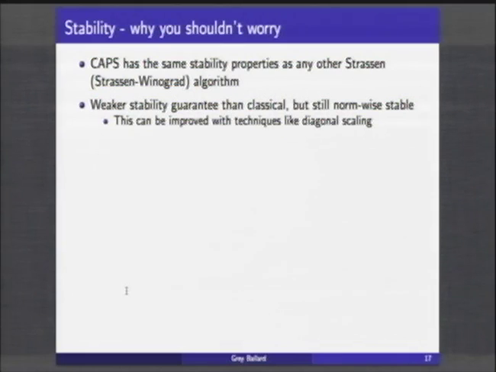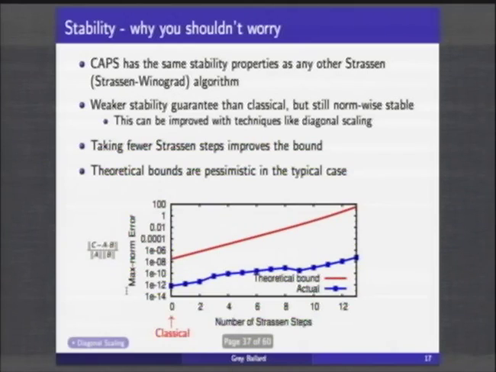Okay, so first of all, the CAPS algorithm is a parallel version of Strassen. It doesn't change the numerics at all, so we can really go back to all the things that people have studied for a long time about Strassen stability. And so there is a weaker stability guarantee for Strassen than for the classical algorithm. If you do a fast algorithm, you can't guarantee as tight error bounds. But the error bounds can be improved with various techniques, things like diagonal scaling. So there is hope. Furthermore, the bounds are better when you take fewer Strassen steps.